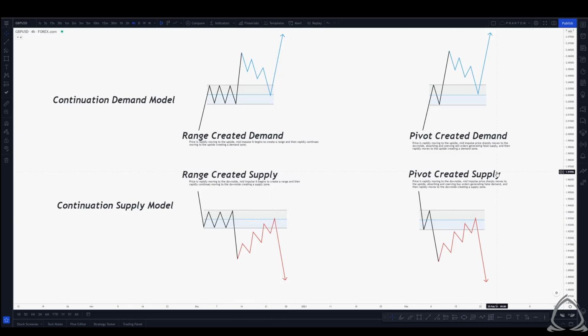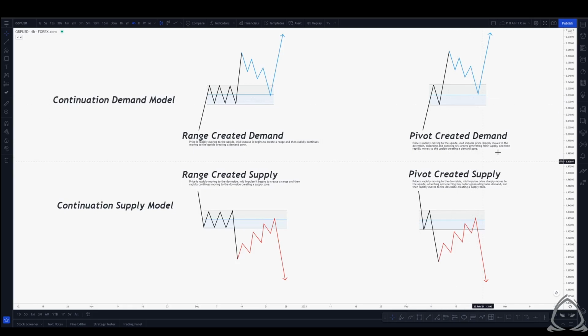Now we move on to pivot created demand and pivot created supply. Again, based on the first video, we have our pivot, which is a sharp move to the downside. This can take shape of a few corrections within it, but generally speaking, the concepts remain the same, where we have that sharp move, which is important, and then we get that rapid expansion away. Again, we're not looking to trade the initial expansion away from that pivot, but instead we're waiting for price to come back down into this demand zone and look for entries.